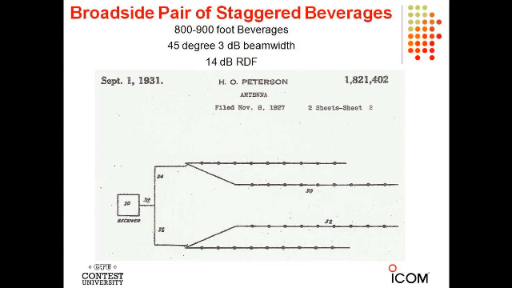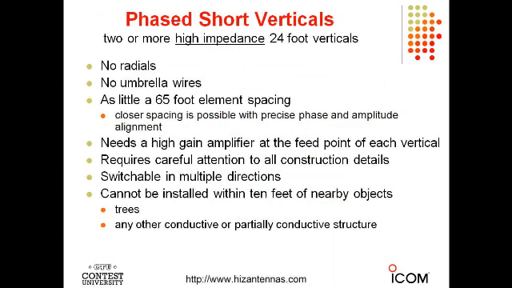But there were more compact ways to get RDF like that. And this only gives you one direction. So you need 1,000 feet by 400 feet, and it only covers one direction. So you better have a lot of land to cover and a lot of time to cover all the directions.